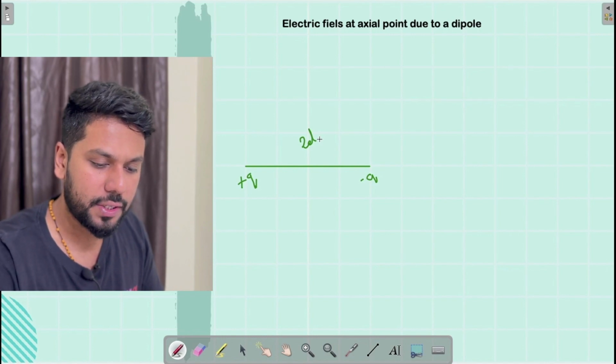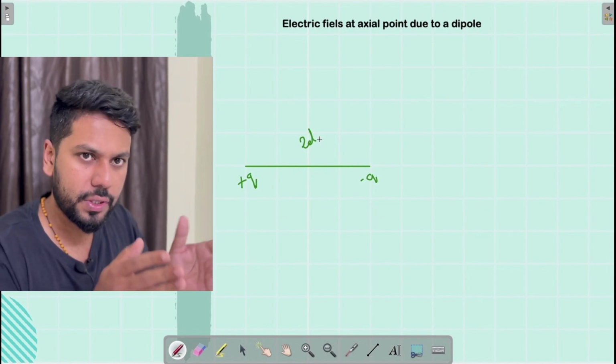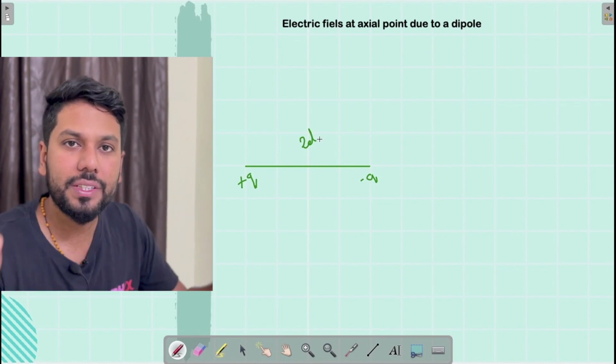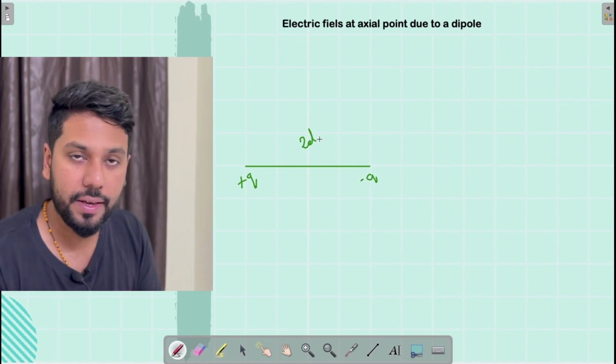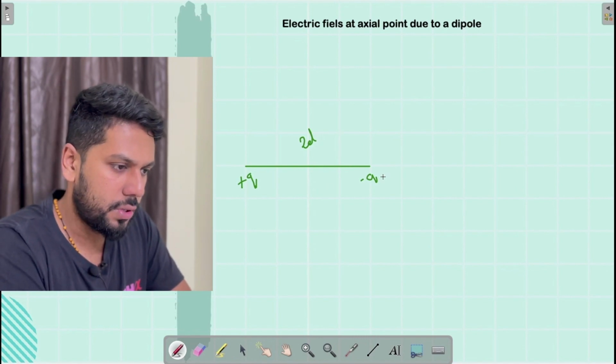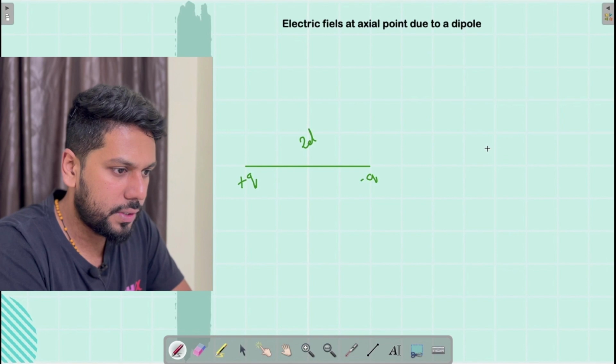So I would say that the distance from plus q to the center is d, and from minus q to the center is d, so the total distance is 2d. That's the reason why I have this particular thing. Okay, so let us go forward and put my point P here.